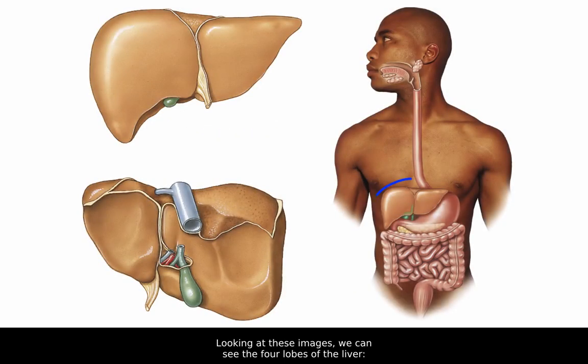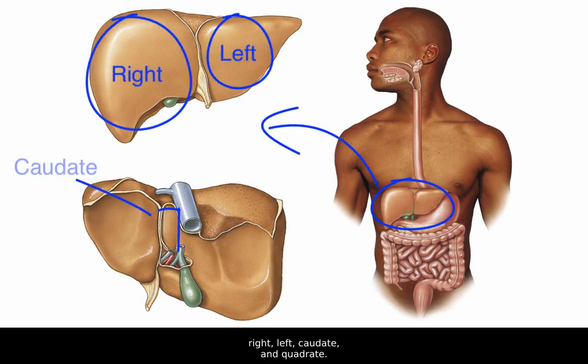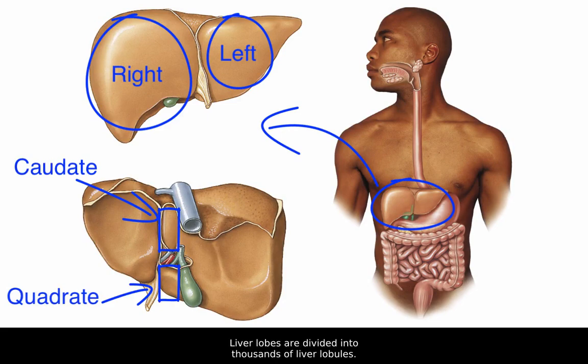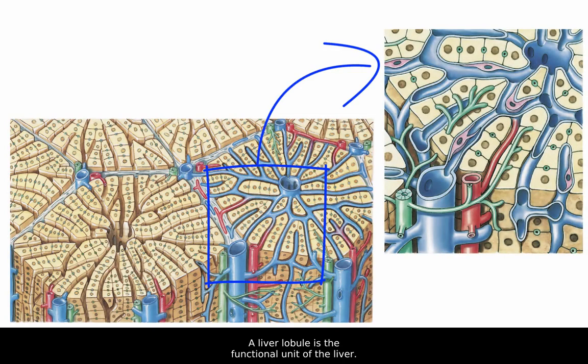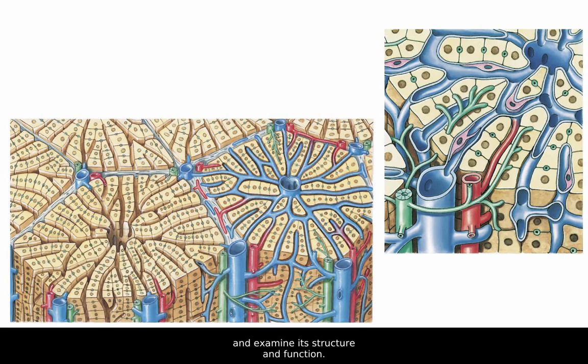Looking at these images, we can see the four lobes of the liver: right, left, caudate, and quadrate. Liver lobes are divided into thousands of liver lobules. A liver lobule is the functional unit of the liver. Let's take a closer look at a lobule and examine its structure and function.